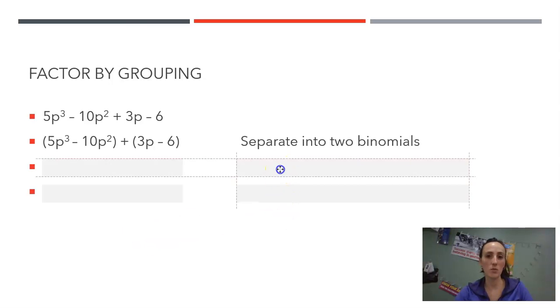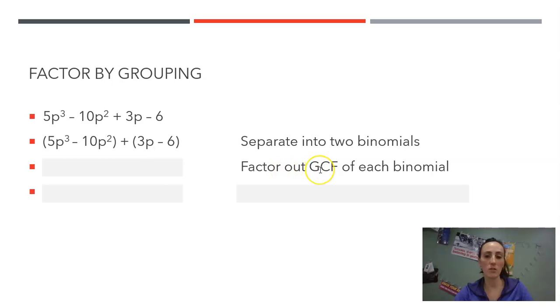The next thing I'm going to do is factor out the greatest common factors of each of these two binomials. Looking at this first one, 5p cubed minus 10p squared, I see that both of these terms share a factor of 5 and share a factor of p squared. So I can pull that 5 and that p squared out front, leaving me here with just a p and leaving me here with just a 2. So I'm going to end up here with 5p squared out front, p is left here, and then my 2 is left here. Notice I brought my minus sign down.